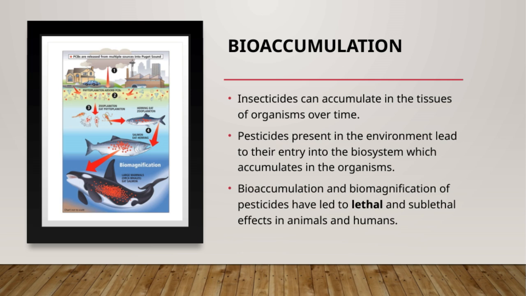So, top predators, including humans, can end up with very high levels of these chemicals in their tissues. The effects of this accumulation aren't just about long-term exposure. They can be lethal or cause sublethal effects, meaning they might impair health without causing immediate death. This is especially important when we think about the broader impact on animal populations and human health. Understanding bioaccumulation helps us see the bigger picture of pesticide use and its potential risks, reinforcing the importance of managing and regulating these chemicals carefully as part of our overall approach to environmental health.